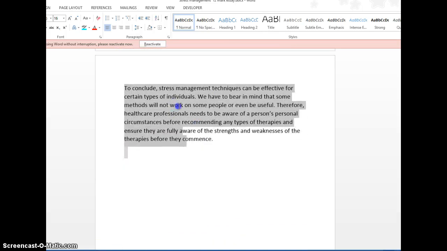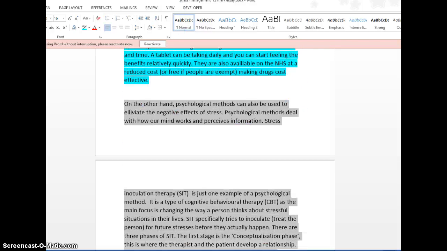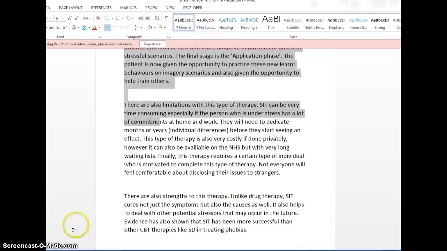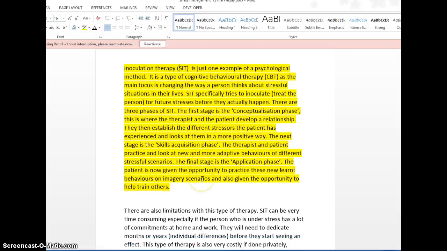So let's put this here, the yellow. Oh gosh, going up a bit fast. Okay, so that will be my AO1.